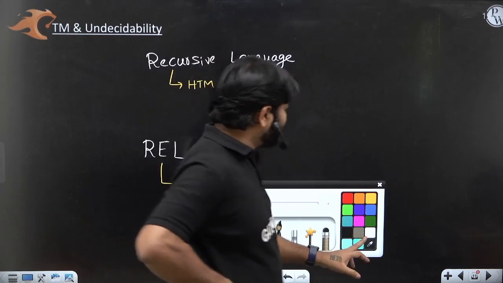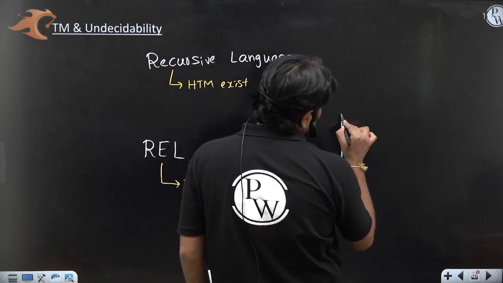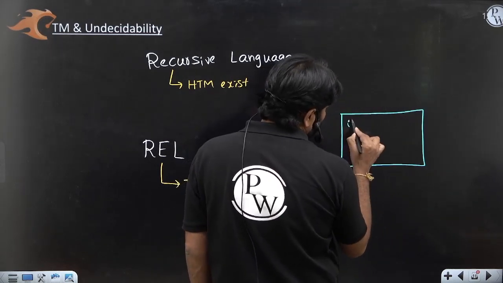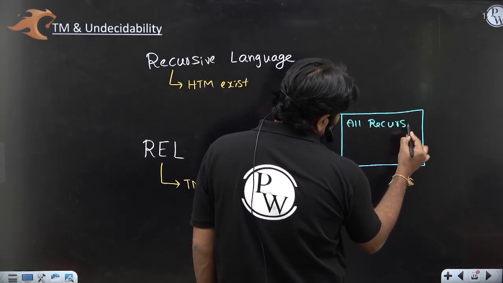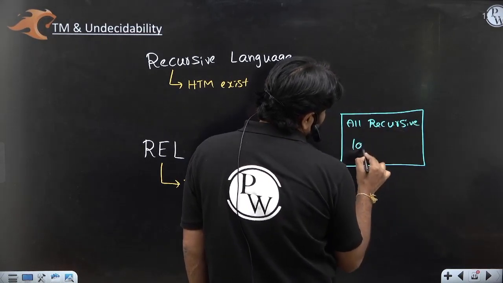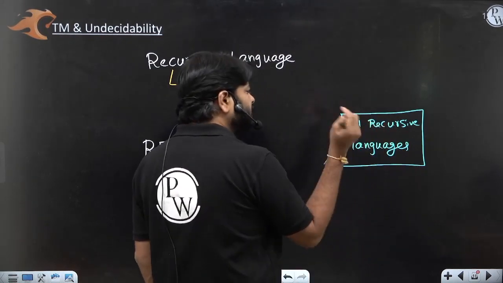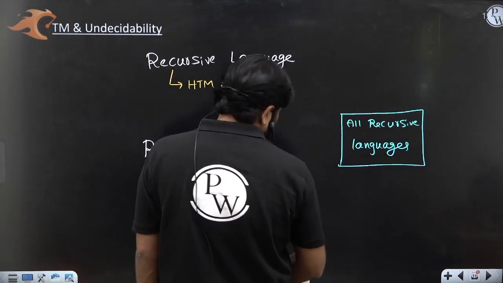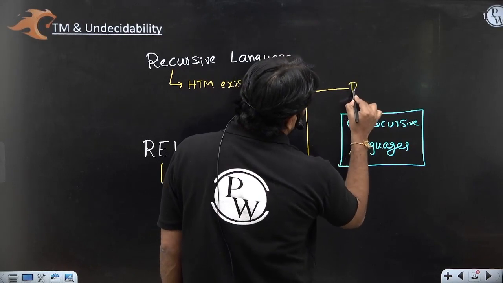If you want to see the classification, these languages are called recursive languages. All recursive languages are here inside. Infinite languages are there, regular, CFLs, DCFLs, all are inside. Okay, now what is this recursively enumerable class? This is all RELs.